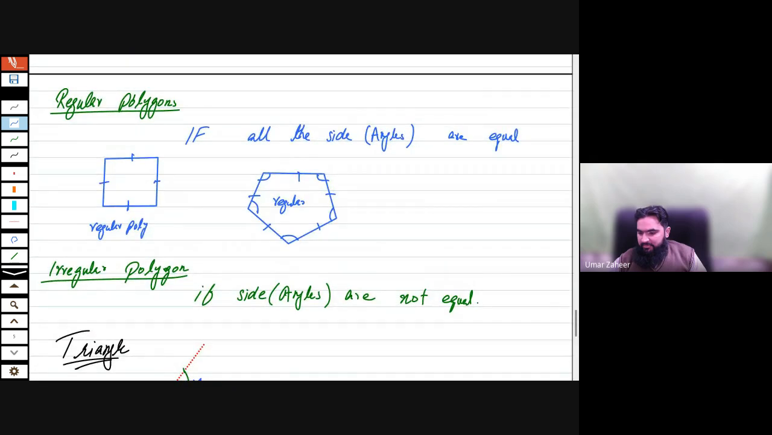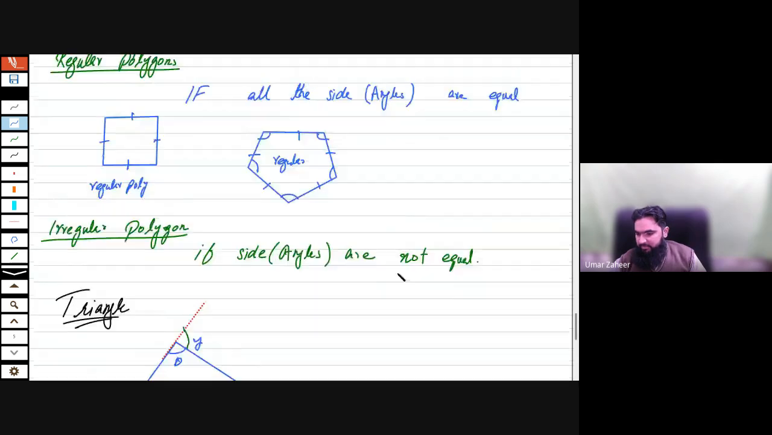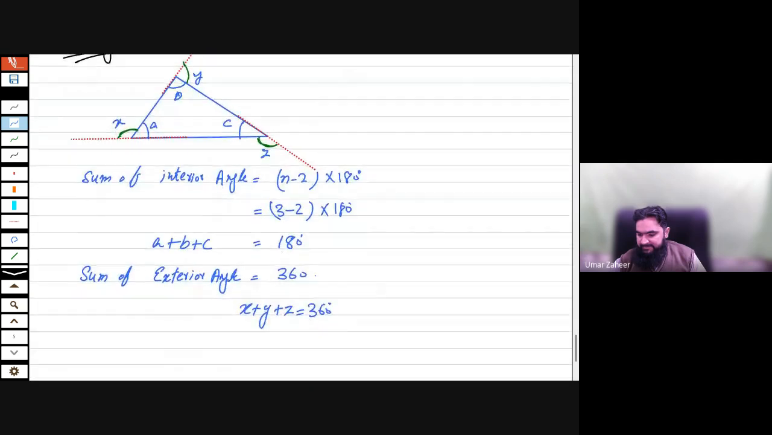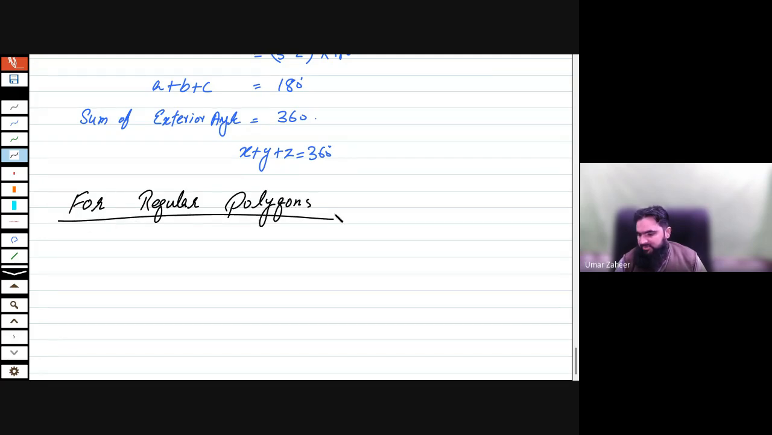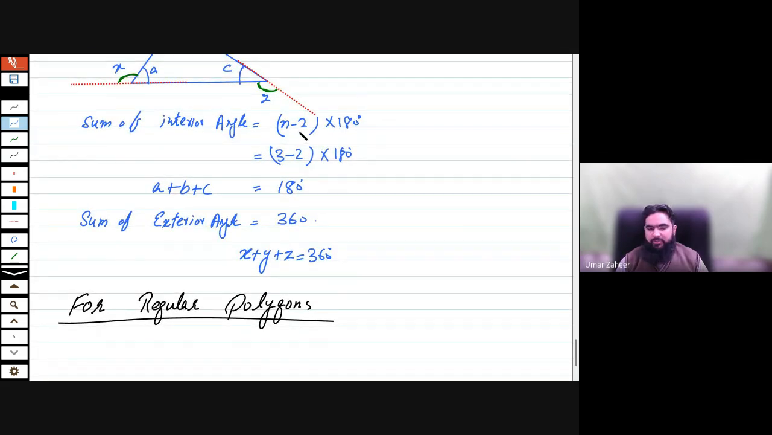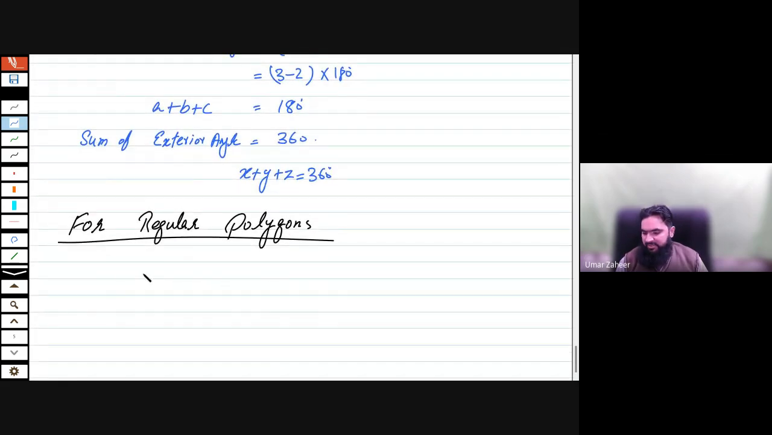Okay, I have to just skip one thing here. I forgot about the regular polygon. We are just going to make amendments in the formulas for the regular. It is just for regular polygons, okay? We know that the sum of the interior angles is equal to n minus 2 into 180 degrees. So if it is regular, obviously all the angles are going to be equal.